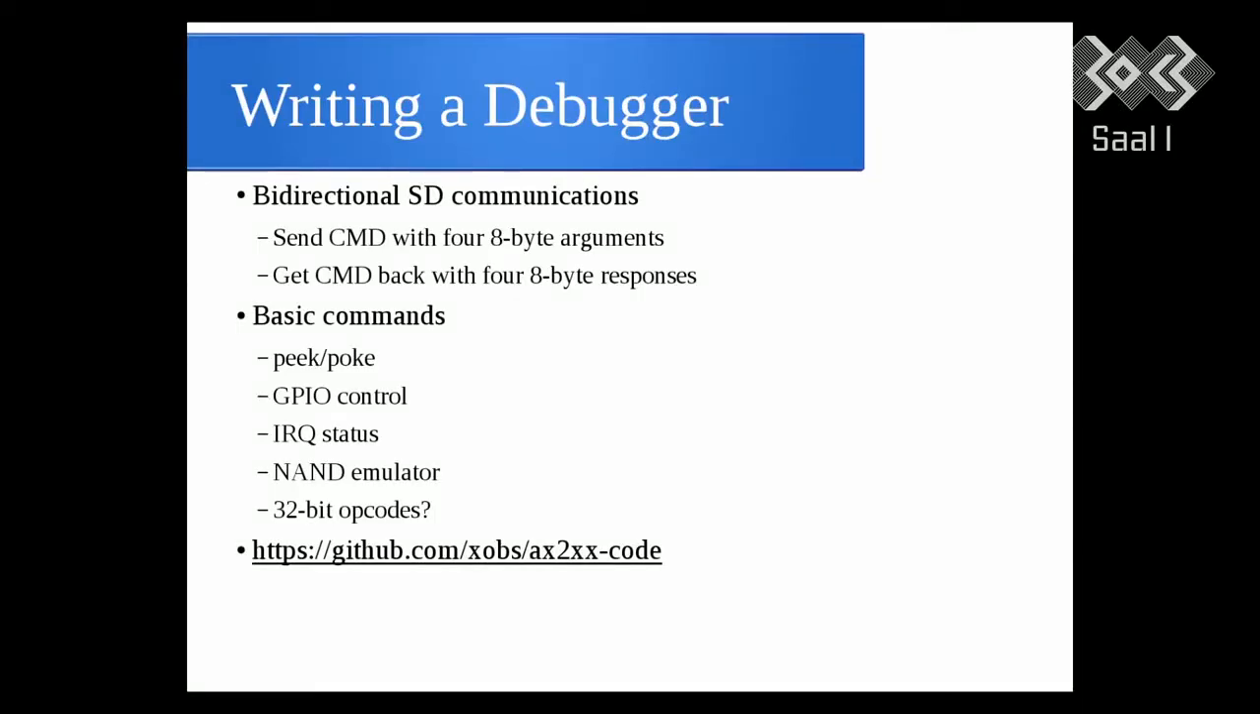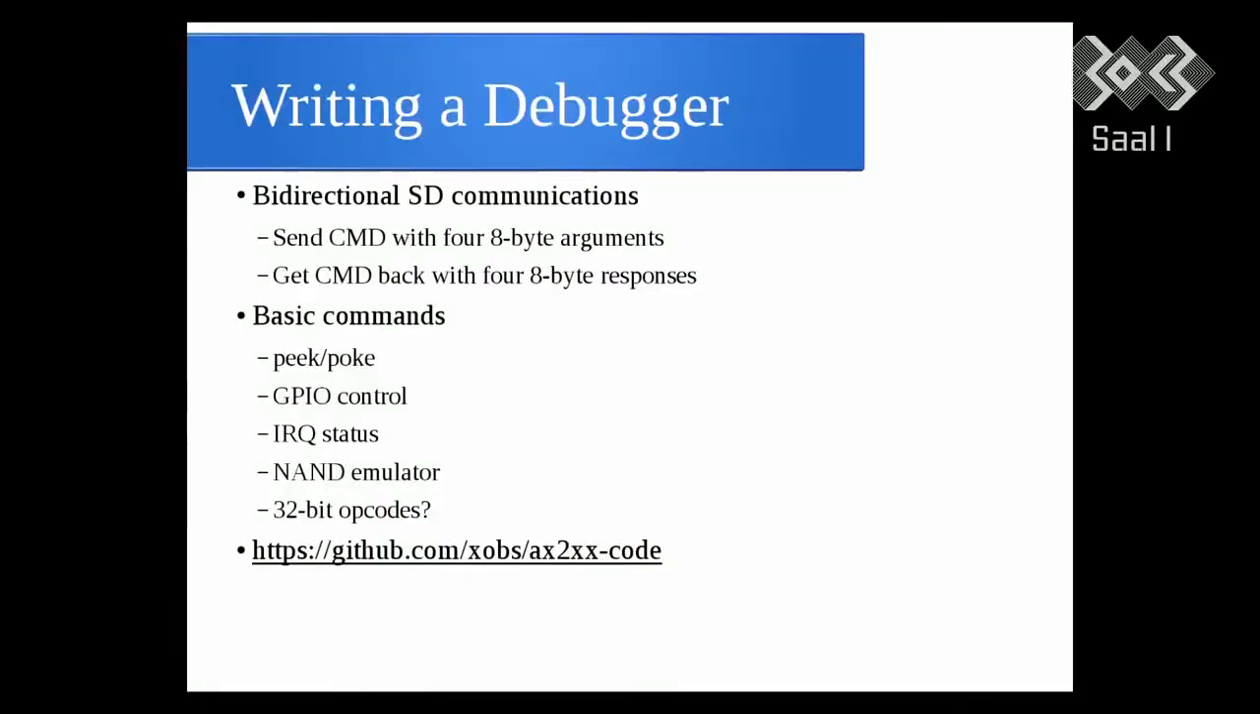And so we wrote a debugger around this. What we do is we send a command with 4 8-bit arguments, and that fills that 32-bit SD argument. The card looks it up in a jump table, responds, sends a command back with the same value and 4 8-bit values, and it goes to 1. And so we implemented a debugger that has basic peek poke. You can do GPIO detection, IRQ status.